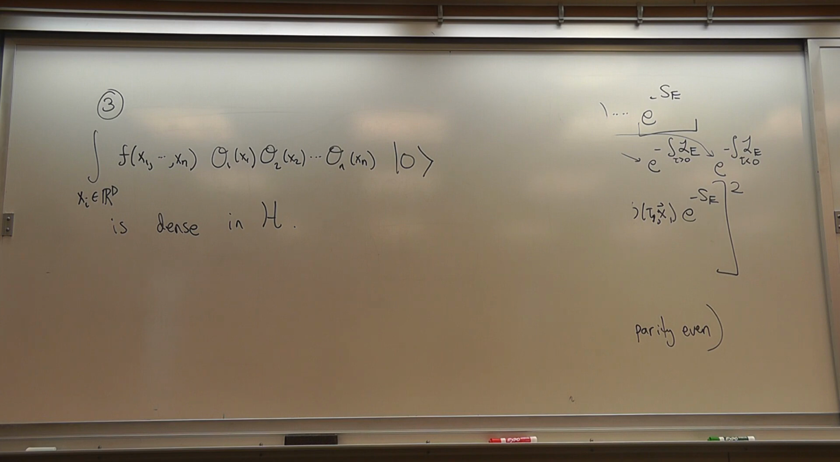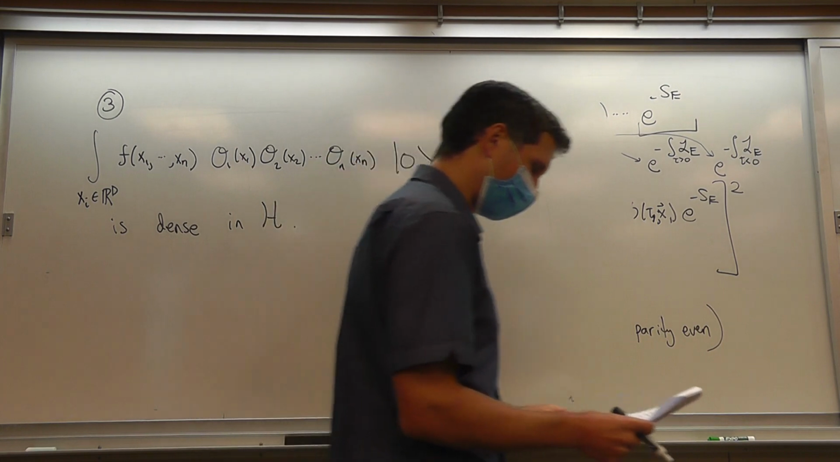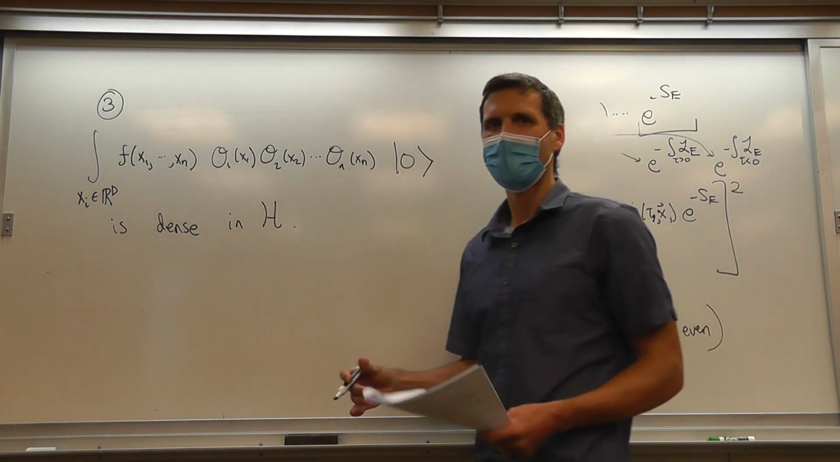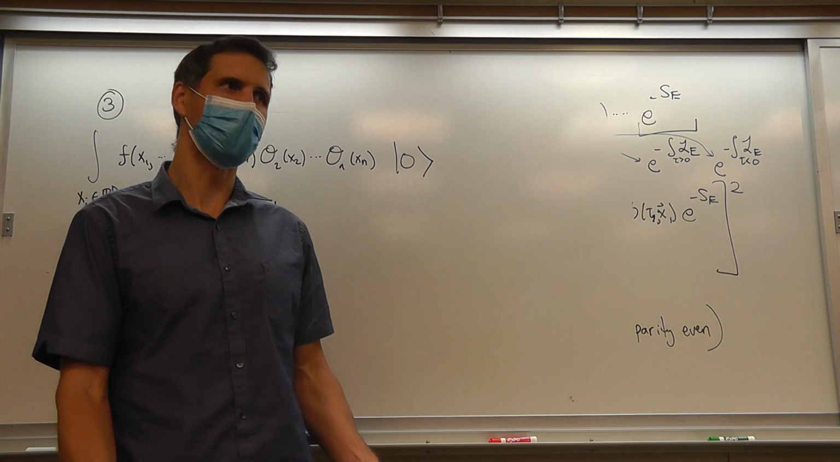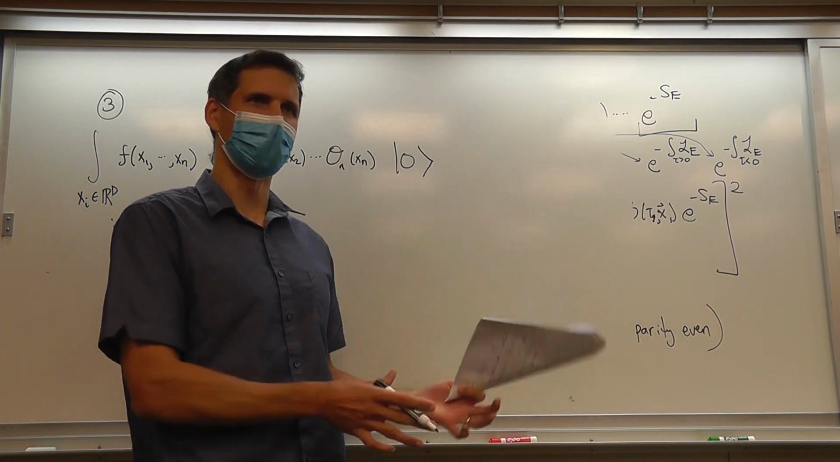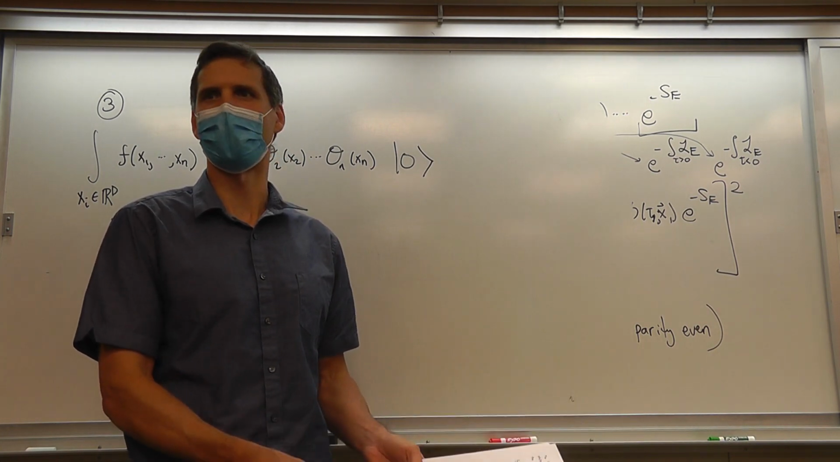Roughly, this means that you can make any state by inserting operators in Euclidean signature and also allowing for superpositions. It's not quite true technically, it's only dense, but that's a good way to think about it to first order. The point I want to make here is that you can learn pretty much everything there is to know about a Lorentzian quantum field theory by studying Euclidean correlation functions in principle. All the information is there.